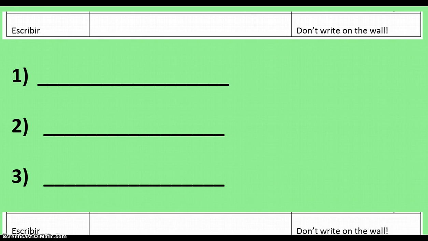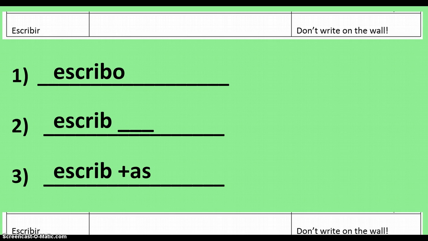And finally, let's do an example with escribir. Let's tell someone, don't write on the wall. I'm going to go to my yo form, escribo, take off that O, and since escribir is an IR ending, I am going to add an AS onto the end, escribas. So, to tell someone, don't write on the wall, I'm going to say, no escribas en la pared.